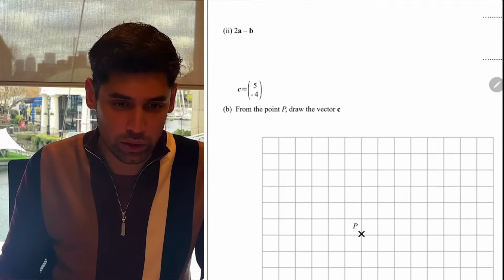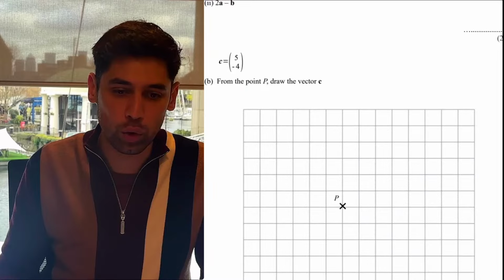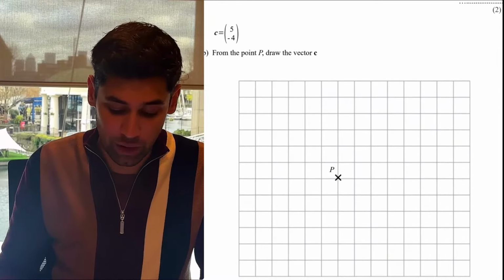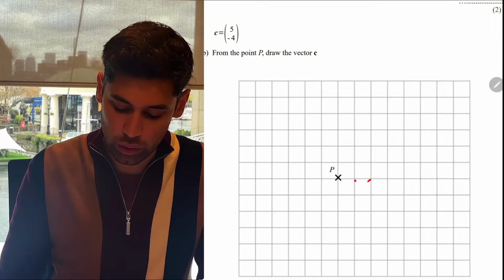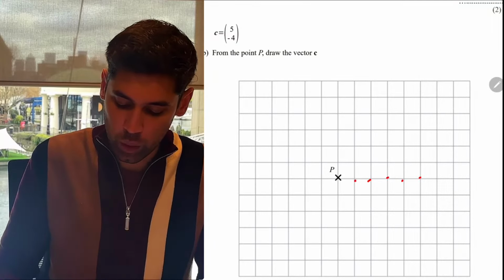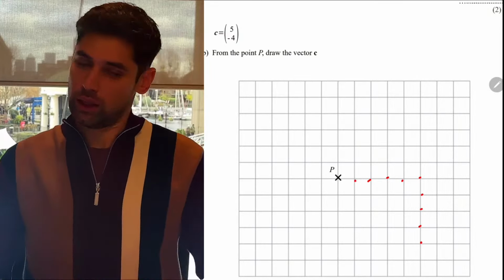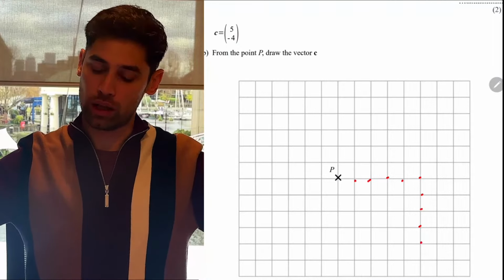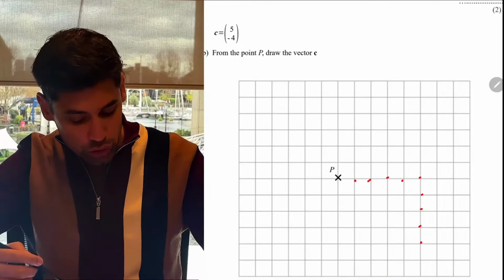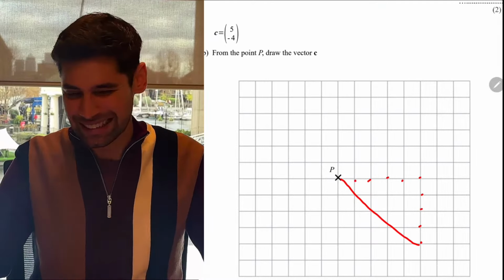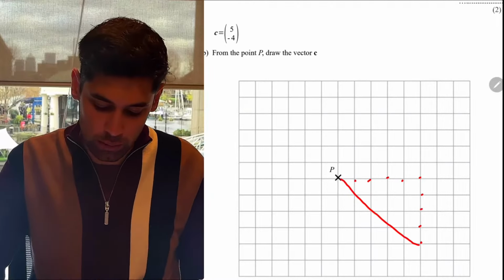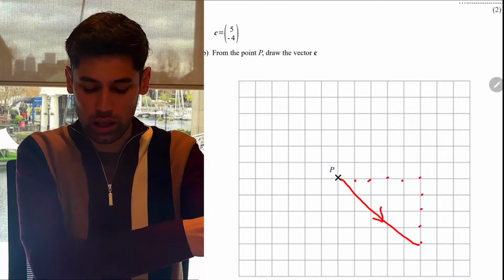For this one, actually, we will do this. So C is (5, -4). From point P, draw the vector C. That means 5 to the right and 4 down, because it's negative 4. So it'll be 1, 2, 3, 4, 5, and 1, 2, 3, 4. Let's see if I can do a straight line as good as the last one. This one's going to be more difficult because it's going downwards. That's often more difficult to draw, but let's see. Not too bad, not too bad. That is the vector C though.